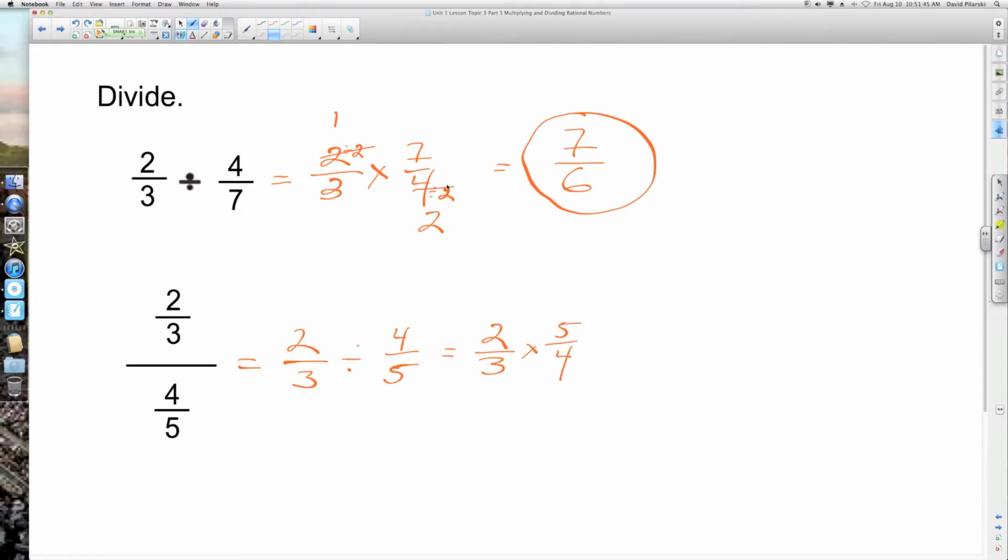Like we did in this example, let's look to cross cancel. 3 and 5 can't cross cancel, but 2 and 4 can. Again, if we take 2 divided by 2 and 4 divided by 2, those will cross cancel. 2 divided by 2 will leave us a 1, and 4 divided by 2 will leave us a 2. Now we multiply numerator to numerator. 1 times 5 is 5, and 3 times 2 is 6. So we have a final answer here of 5/6. Remember, dividing by a fraction, we need to multiply by its reciprocal.